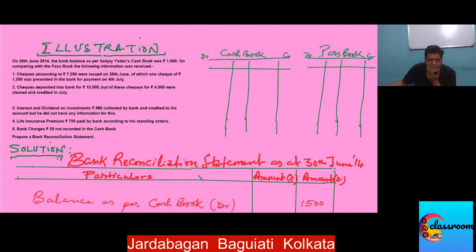So let me read the question. On 30th June 2014, the bank balance as per Sanjay Yadav's cash book was rupees 1500. On comparing with the passbook, the following information was received. Now see, the reasons are given over here. The information given to us just explains what are the reasons due to which the two books did not match. So let me begin with the sum.